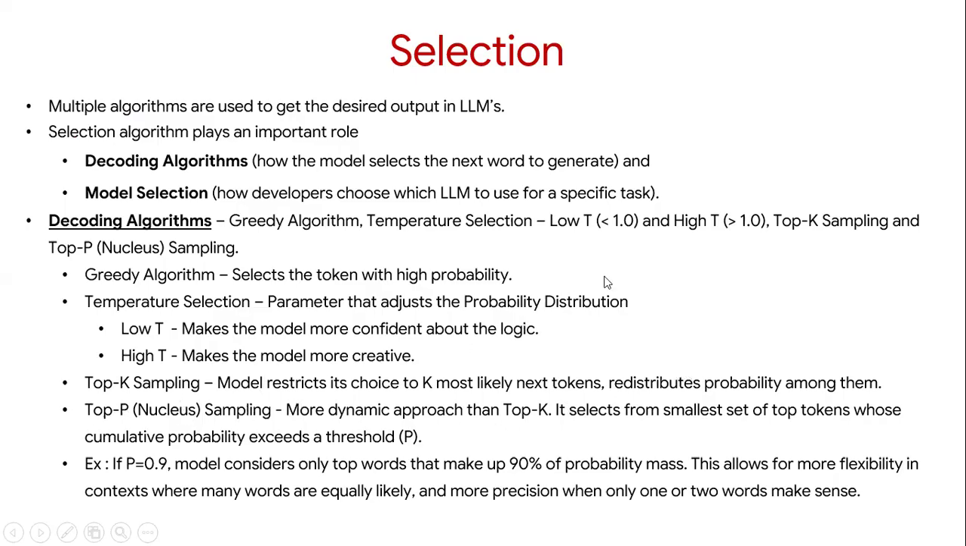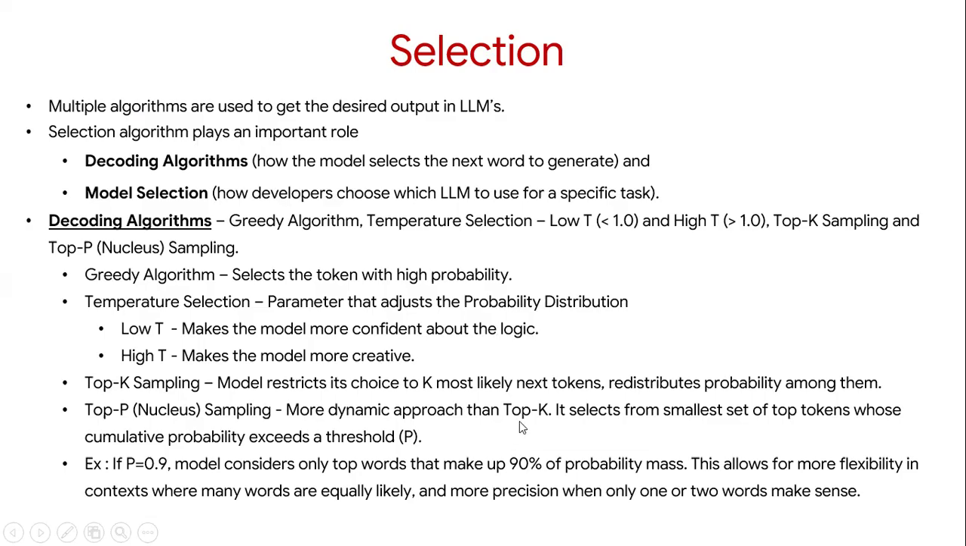Top P nucleus sampling is a more dynamic approach than top K. It is more dynamic because it selects the smallest set of tokens where the cumulative probability exceeds the threshold P. For example, if P equals 0.9, the model considers only the top 90% of the probability mass. This allows for more flexibility in contexts where more words are equally likely. It figures out the words that are more likely, with more precision, because you can use any word in that context.